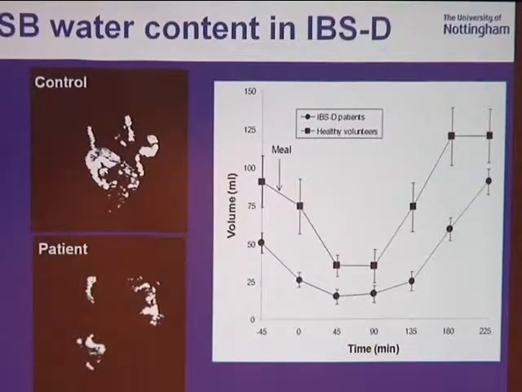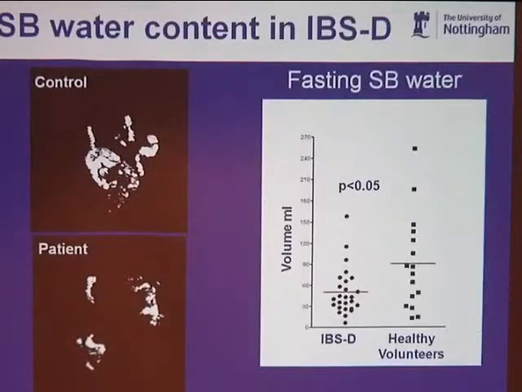What about in IBS? Well, these are IBS patients, a similar curve following a bran meal. And again, you can see the drop in the water content, but the main thing is you can see there's much higher water content in the normal volunteers compared to the IBS patients. And if you look at their fasting small bowel water, there's a significant decrease in the free water in the small bowel of the IBS patients compared to healthy volunteers.